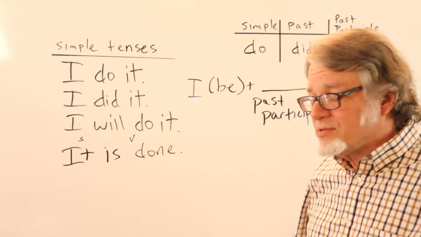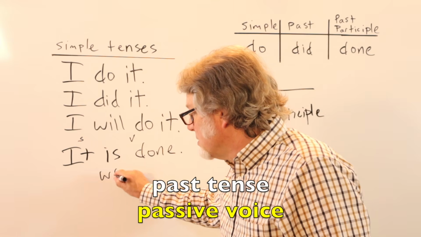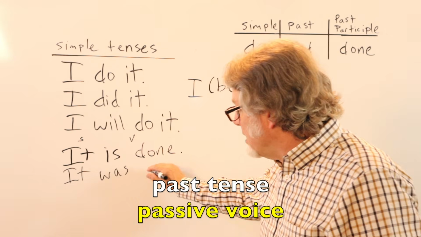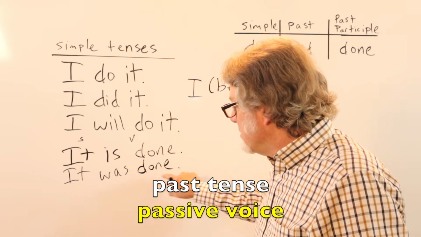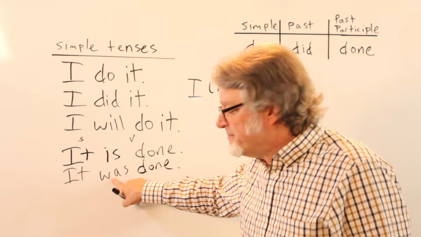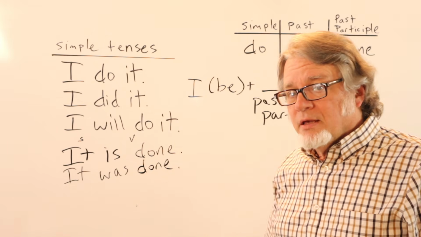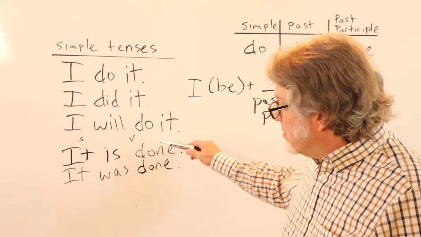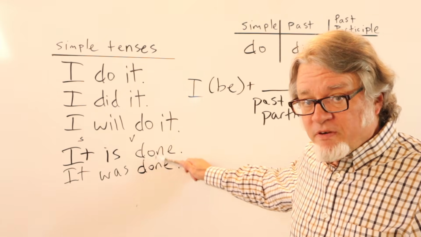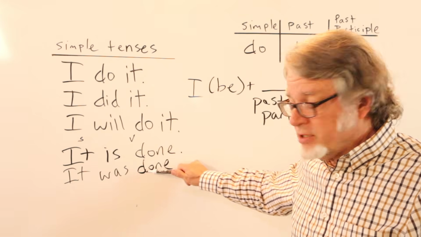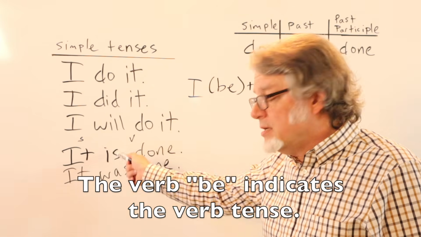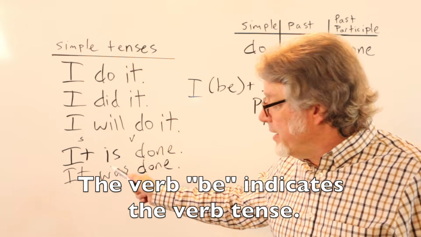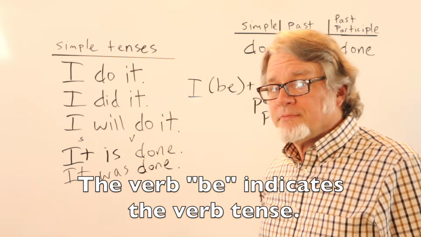In the past tense, was, it was done. This doesn't change, only the verb be changes. That's one of the important things to remember about the passive voice. The main verb in the form of a past participle doesn't change, but the verb be does change. It indicates the verb tense, and it has to match the subject.